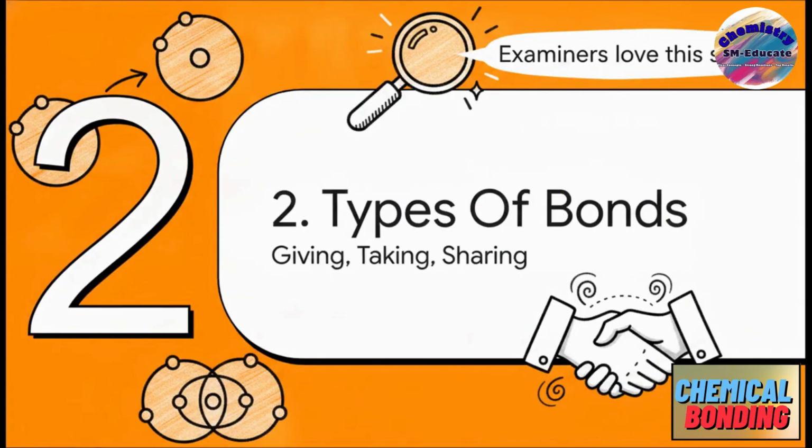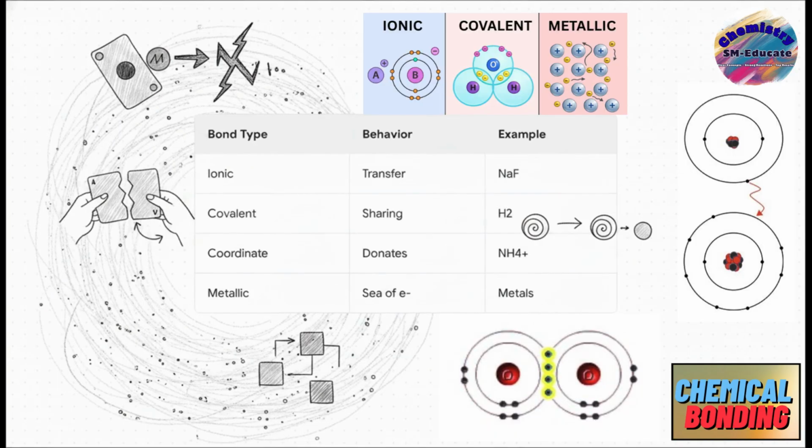Moving right along to Section 2, Types of Chemical Bonds. Giving, taking, and sharing. Examiners absolutely love this section, so you'll want to pay close attention here. Let's go back to our trading cards analogy. An ionic bond is a permanent giveaway. A metal completely transfers its electron to a nonmetal. Simple as that. Covalent bonds, though, are more like sharing a rare card with a friend so you can complete both of your sets at the exact same time.